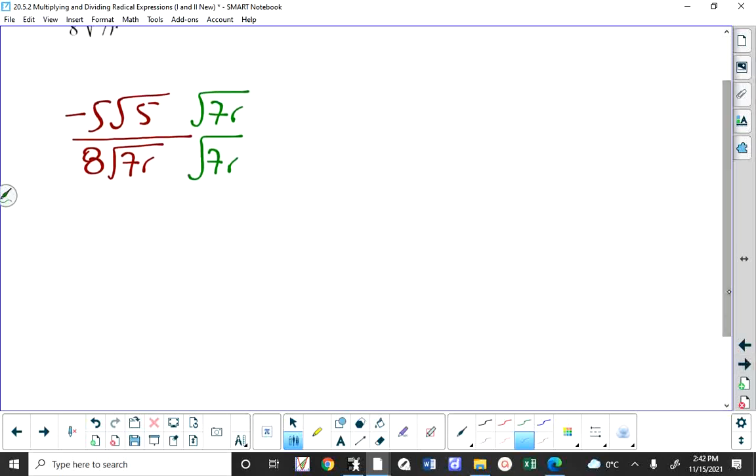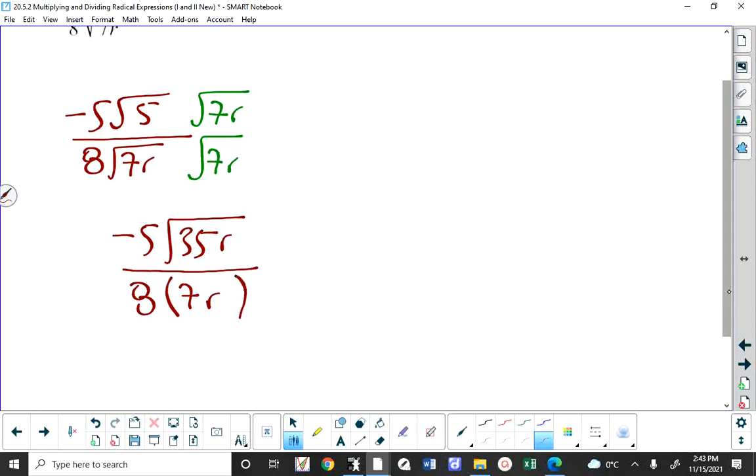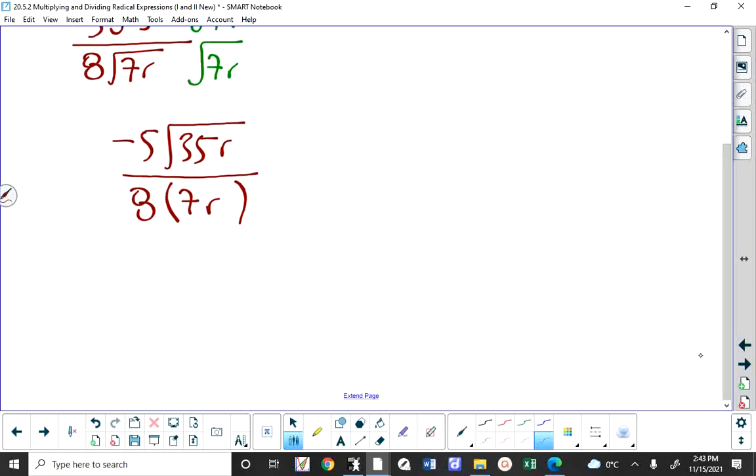So what do we get? On the top we get negative 5 root 35r, 5 times 7 is 35, over 8 times 7r, because root 7r times root 7r is 7r. A root times a root cancels if they're identical radicands. So I get negative 5 root 35r over 56r.